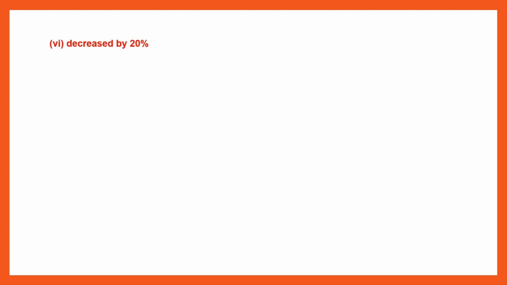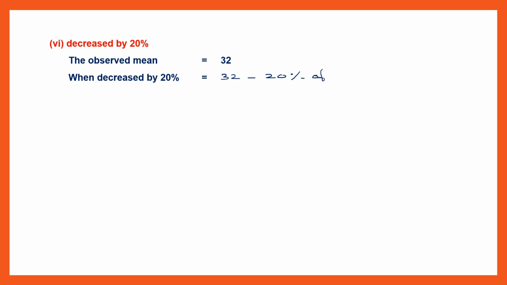Next, what if we decrease it by 20%? So our observed mean is 32. Now we are going to decrease it by 20%. So that will be 32. Decrease means minus 20% of 32. So we are going to minus these two. So now let's find out how much 20% of 32 is.